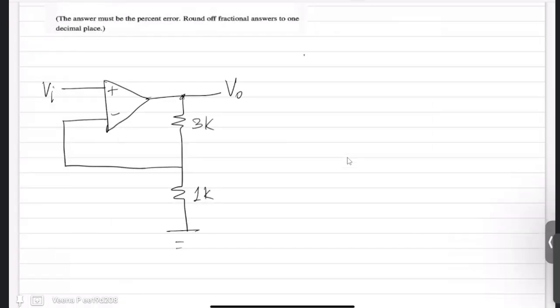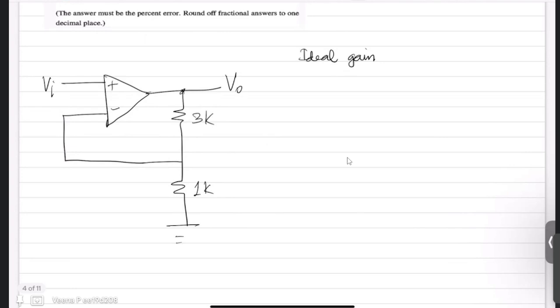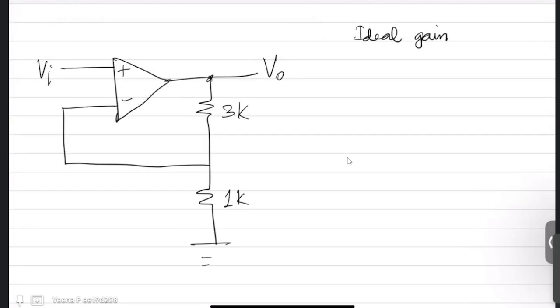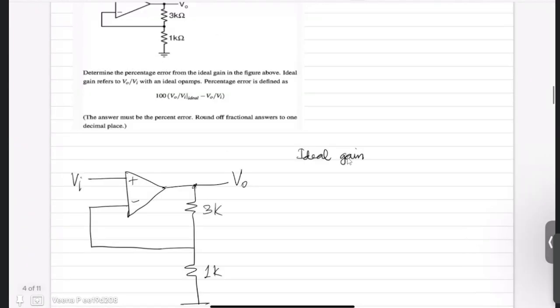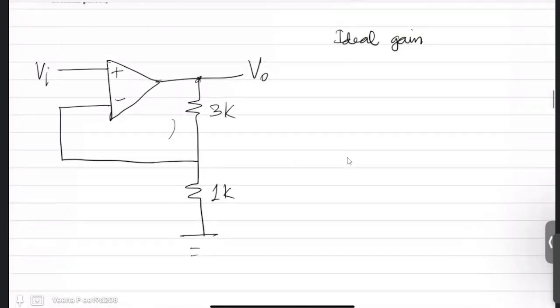So first let us find out what is the ideal gain. Ideal gain means when this op-amp is acting as an ideal op-amp. That means you have the concept of virtual ground. Now I've already explained the circuit before. This is a non-inverting op-amp, which we discussed just before. So you have a negative feedback and you are giving supply to the non-inverting terminal. So either you can directly apply the equation which you solved before or you can solve it yourself.